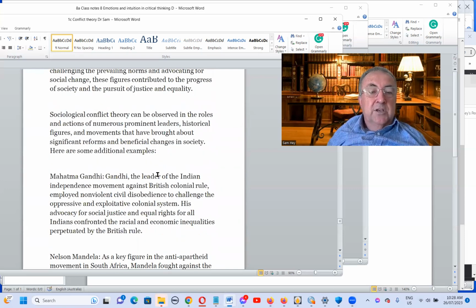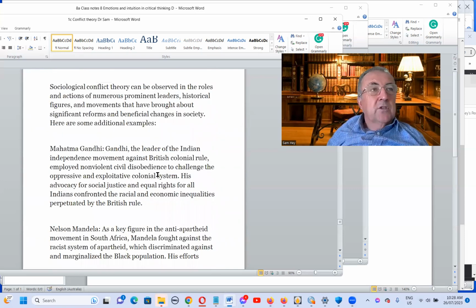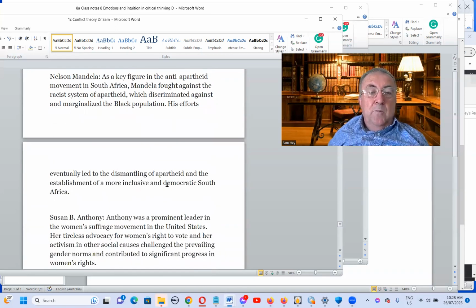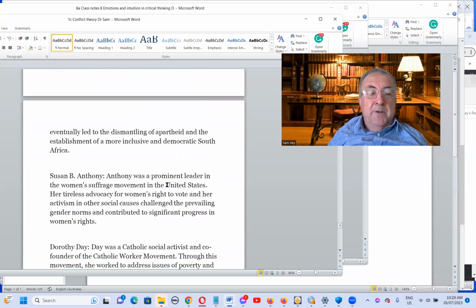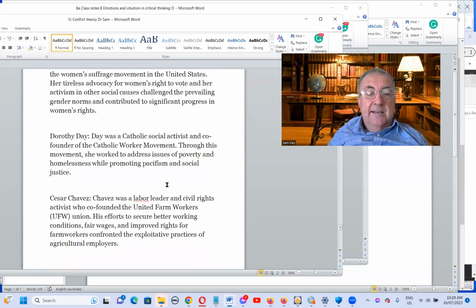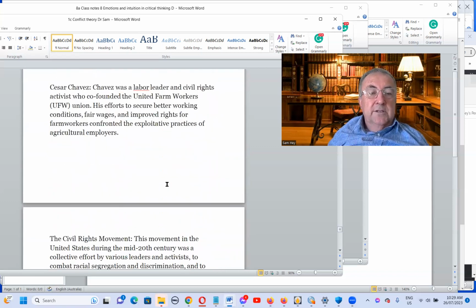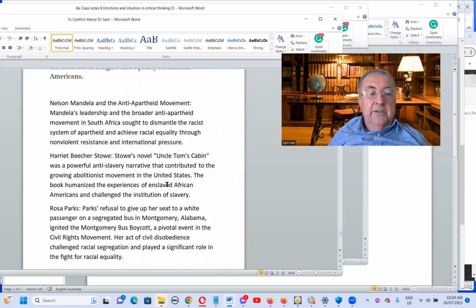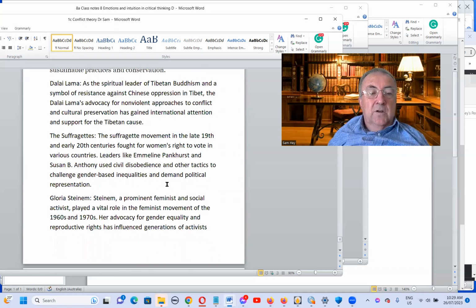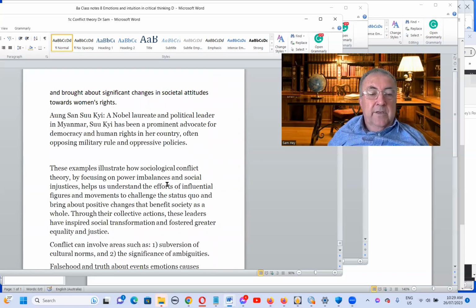Conflict theory can also seem to be useful in understanding the role of prominent leaders through history, such as Gandhi, leader of the Indian independence movement, promoting equality for the Indian people; Mandela, promoting equality for all people, particularly the black population in South Africa; Dorothy Day, Catholic social activist, working for equality; and many, many others too can be included in this discussion on conflict and conflict theory.